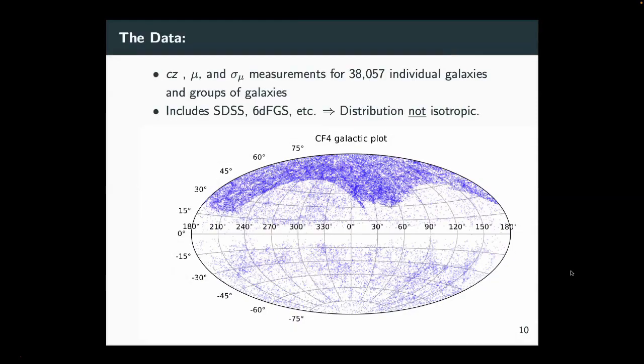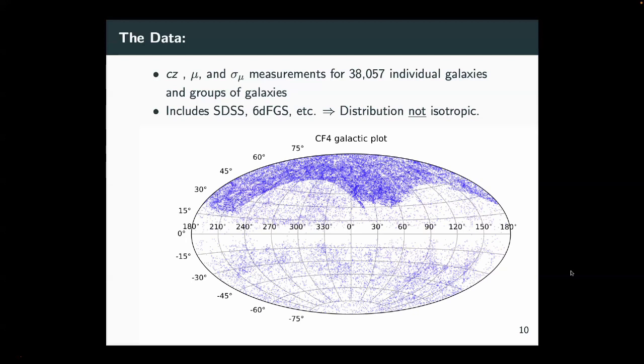Okay, so what's the data look like? Cosmic Flows 4 now is up to 38,000 individual galaxies and groups. So I'm using the group version of the catalog. There is an individual galaxy version of the catalog, but it makes more sense to use the groups. Each galaxy or group has a redshift measured, a distance modulus, and then an uncertainty in the distance modulus.